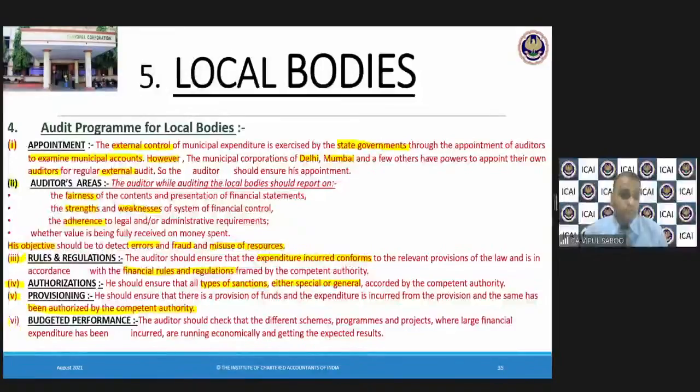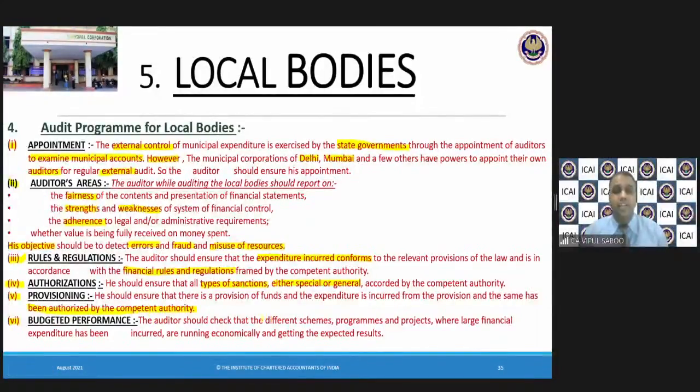Budgeted performance, very important point. The auditor should check what budget was sent to and laid before the state government. This is the budget; we want to expend this much money. What is the variation from the budgeted expenditure? What is the variation from the budgeted receipts? If the variation is up to a tolerable level, it is completely fine. If it crosses that and the variation is quite high, you have to go into it and ask for explanations.